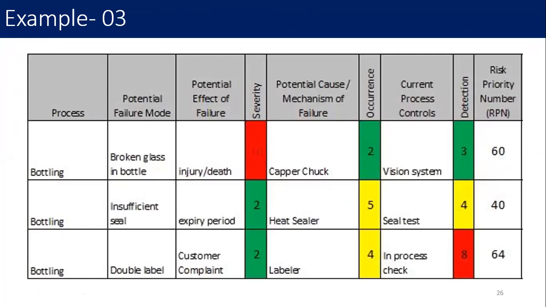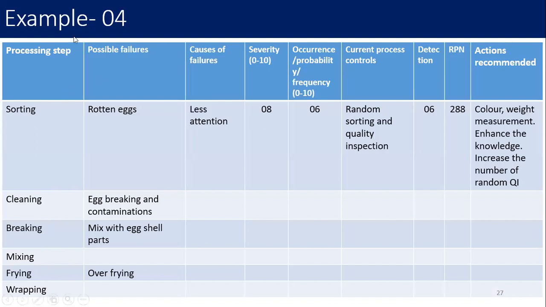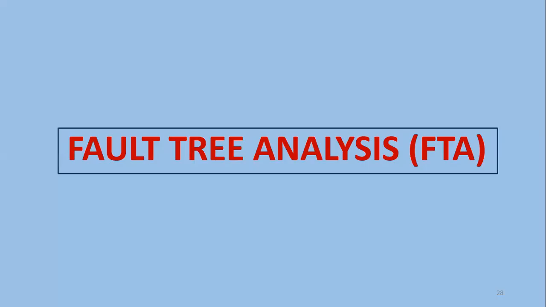And this is a food application, in developing an omelette, with its steps. With these steps you can identify the possible failures and their severity and frequency. Then after multiplication and all these things, we can get the RPN number. Right, this is very important. You have to practice how to conduct failure modes analysis.